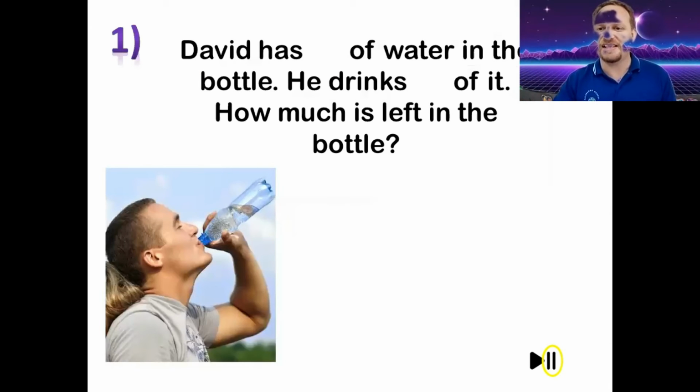It says, David has 8/9 of water in the bottle. He drinks 1/3 of it. How much is left in the bottle? I might give you some clues. The word left would be your key word, wouldn't it? If you think of the left over, how much is left over? So press pause.